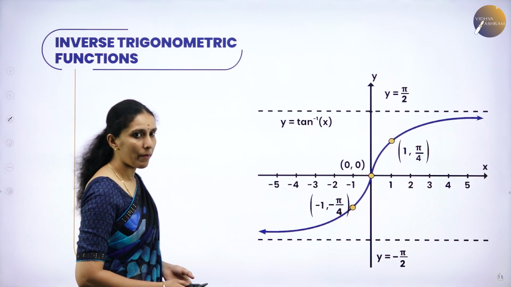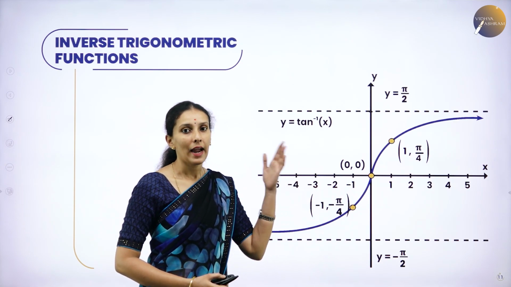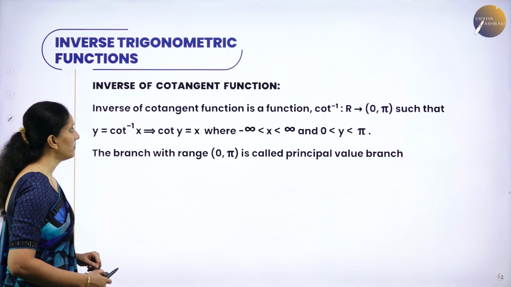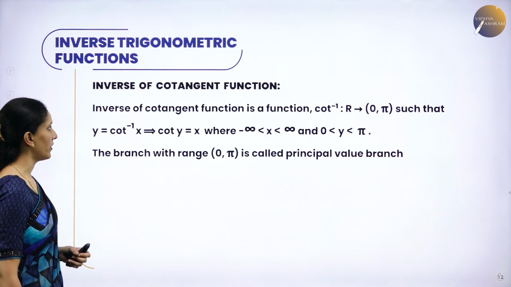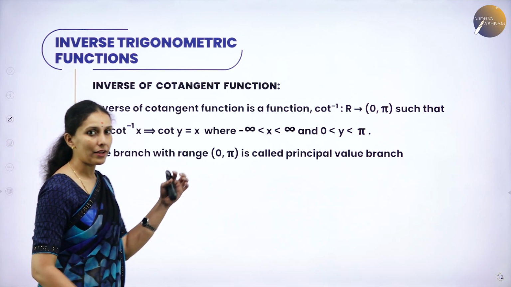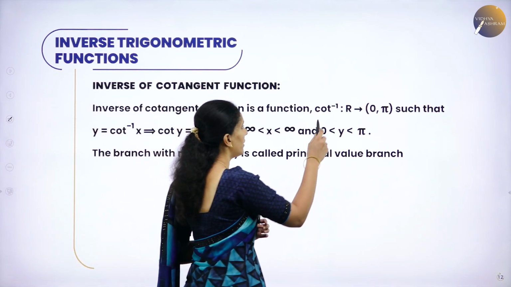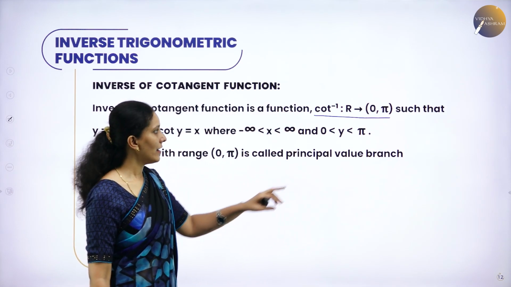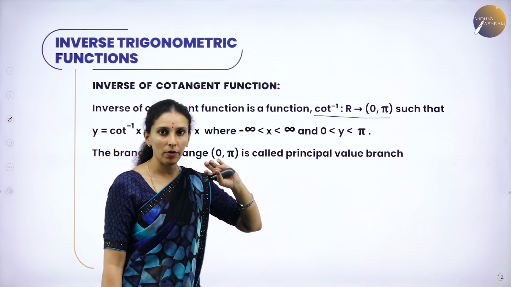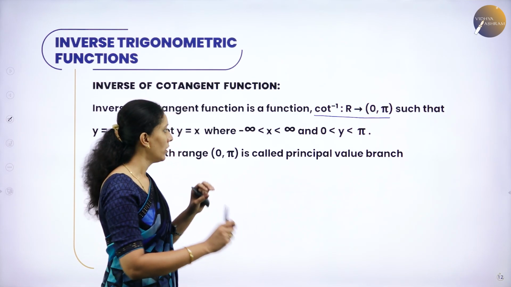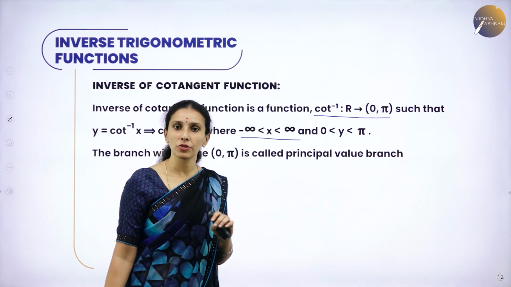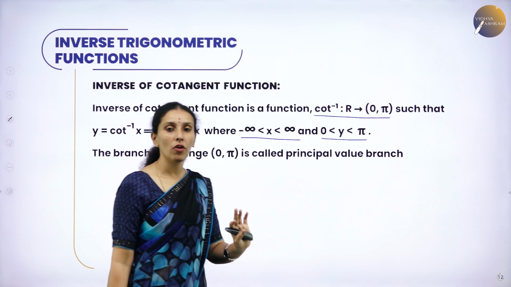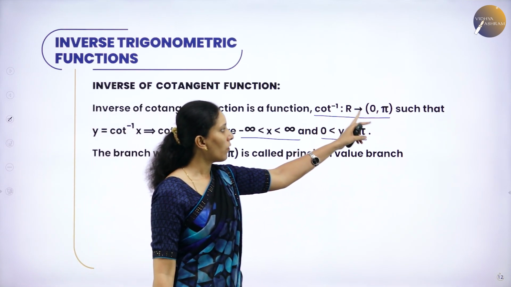Now again, the domain is the set of real numbers and the range is from minus pi by 2 to plus pi by 2. Next one, the inverse of the cotangent function. Again, the inverse of the cotangent function is a function written in the form of cot inverse from R to 0 comma pi. Again, R is nothing but minus infinity comma infinity. Thus, the domain value, that is x, lies from minus infinity to plus infinity and y lies from 0 comma pi. So here also 0 comma pi is written in the form of an open interval.